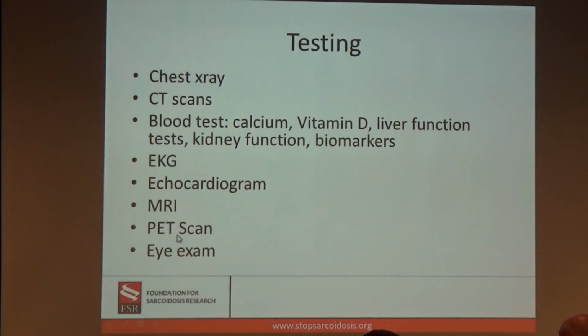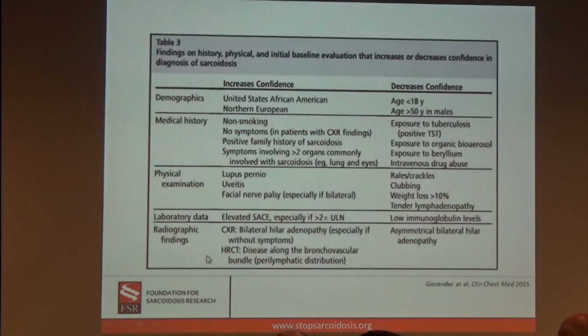Some of you initially might have been told, oh, we think you have lymphoma, and then you got sent for a PET scan, and then you got a biopsy, and then they said, well, it's not lymphoma, it's sarcoidosis. That happens very frequently. And eye exams. Most of you are probably used to getting yearly eye exams.